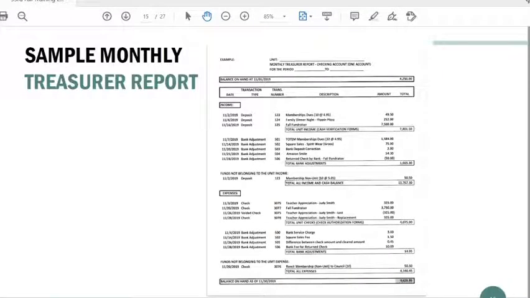This is a sample of what your monthly treasurer report should look like. This example is from November of 2019. As you can see, it shows all the income coming in, your deposits, your bank adjustments, and then all of your expenses as well. You need to list all of your checks and, on this one too, bank adjustments going out. This treasurer report should account for everything that happens during the month. So this one should be from the beginning of November until the end. So it should include everything, including outstanding checks.